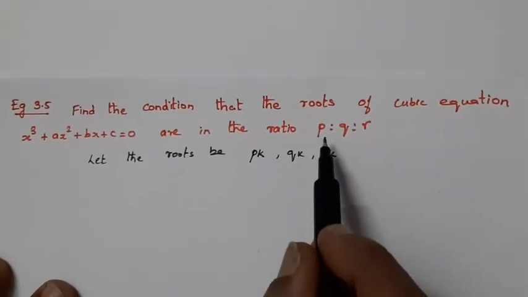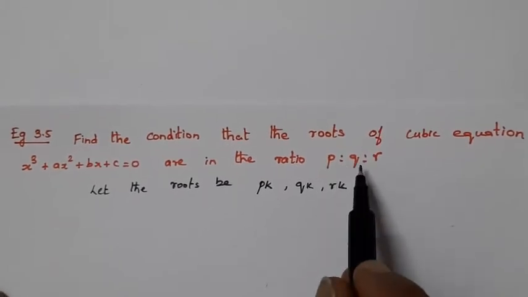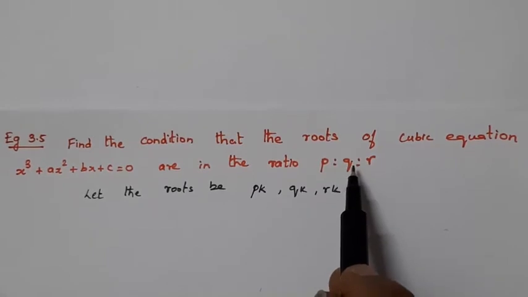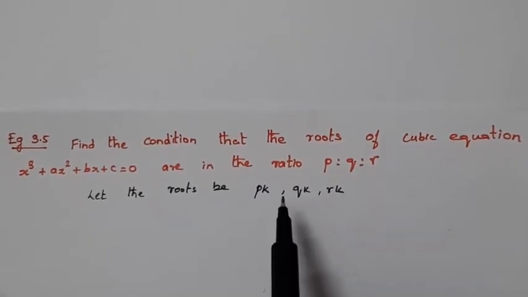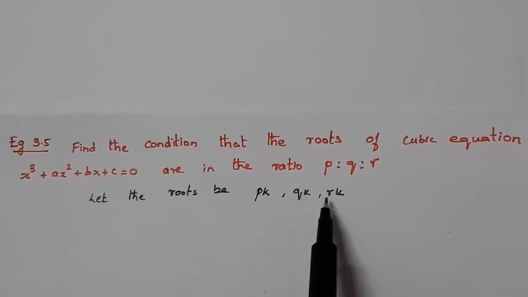Whenever it is given in ratio, you shouldn't take the roots exactly as p, q, r. That means some common terms will be there and the common term will get cancelled. So, we have to take that one to be k. So, the roots will be pk, qk and rk.